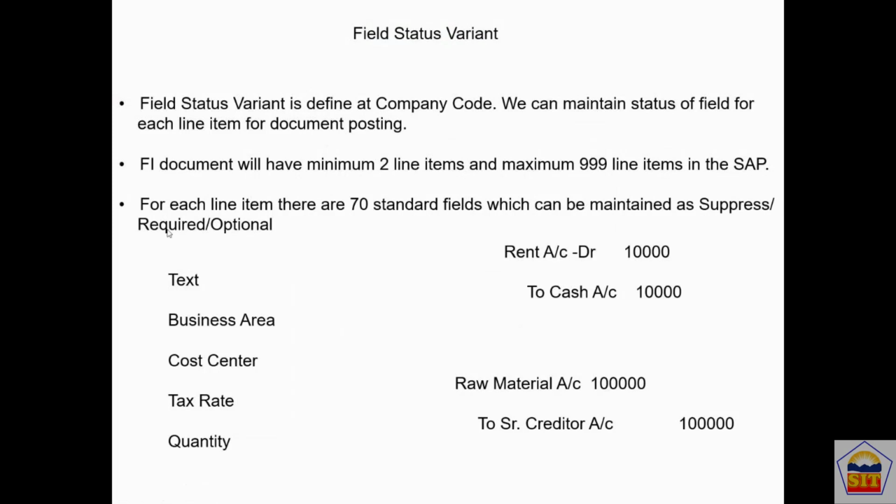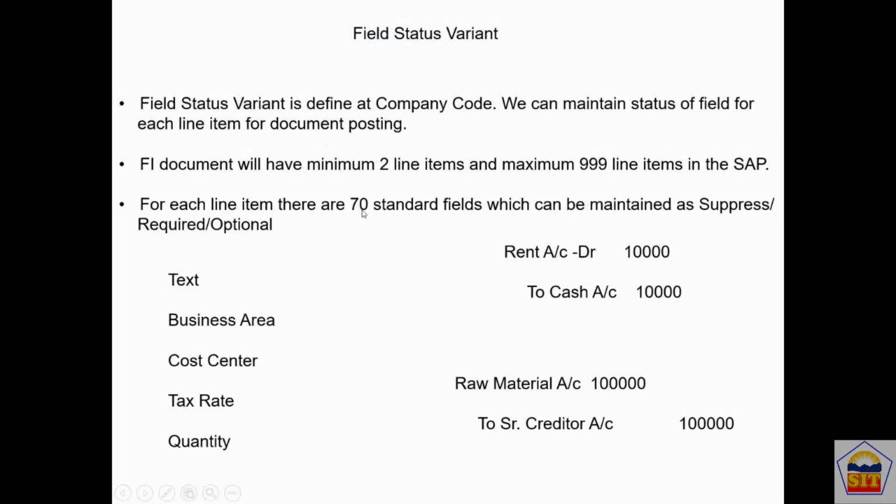But this will stop the user from doing the posting, which is mandatory. That particular field we manage as required, so the system will stop the user from posting if he has not entered the information in that field. And suppress means that field is not relevant for that user and it will not be shown by the system at the time of posting the document, because you can see we have 70 fields. If the user sees all these 70 fields at the time of posting, he will get confused.